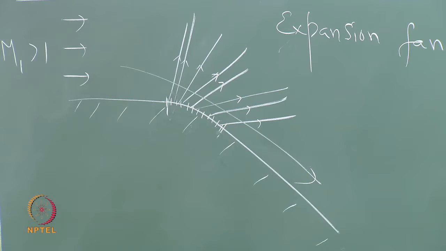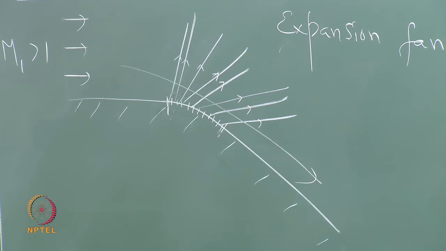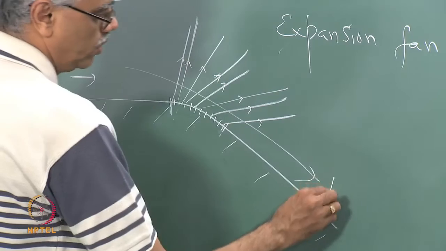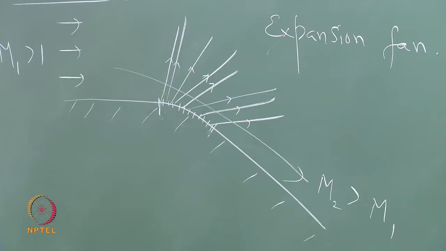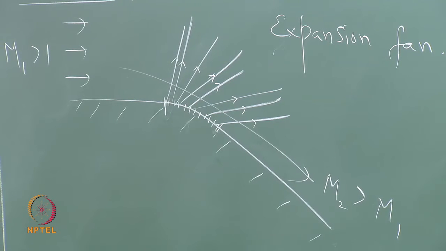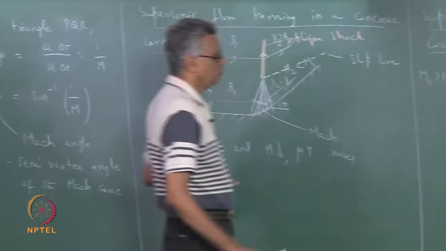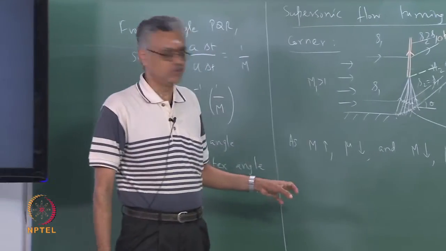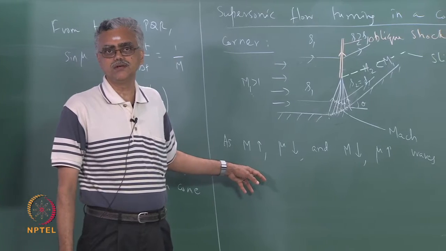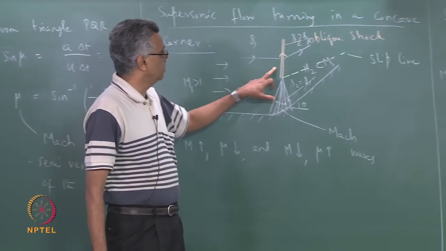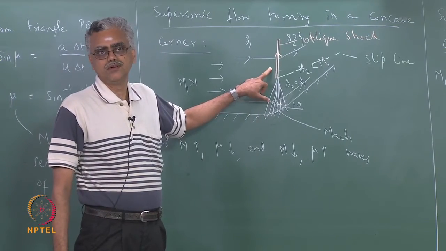So, this is an expansion fan and the flow is expanded through this, and the Mach number here, if you call this M2, M2 is greater than M1 in this case. This is an expansion process. And you may recall that whatever we are doing now, it is actually comforting to know that this trend is consistent with what we discussed earlier when we said that there is no counterpart of an oblique shock wave.